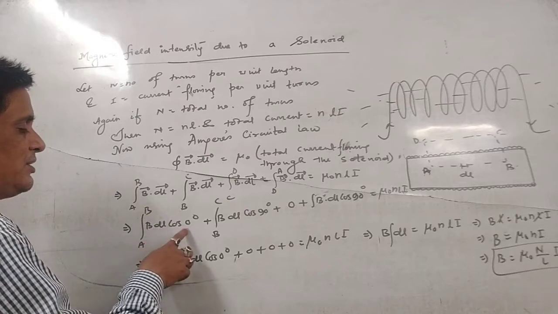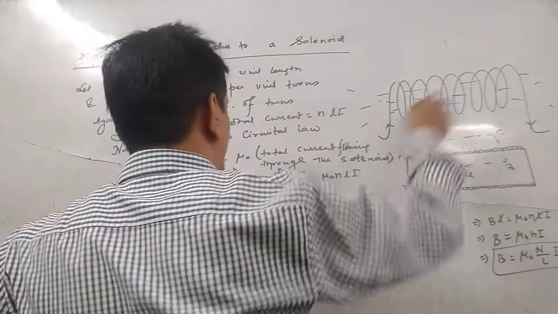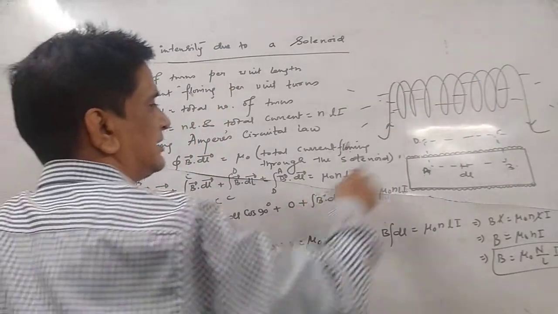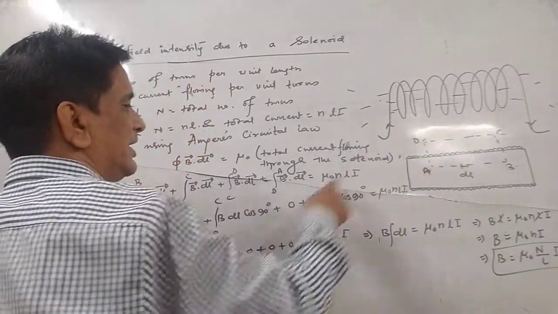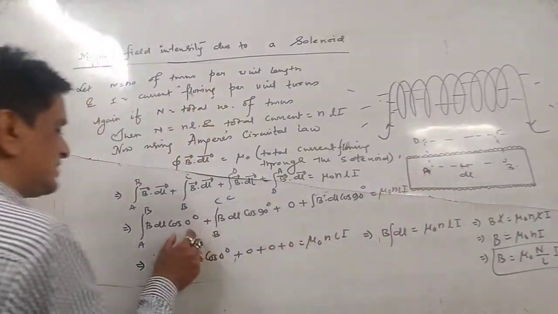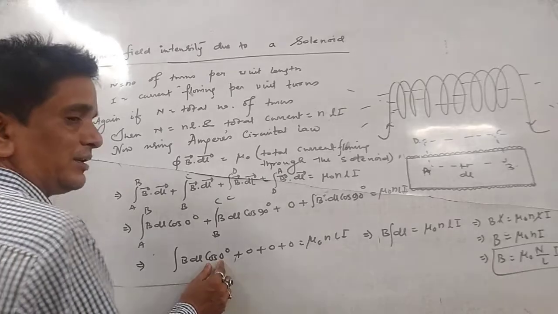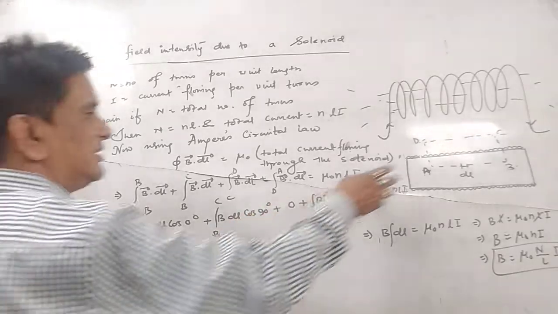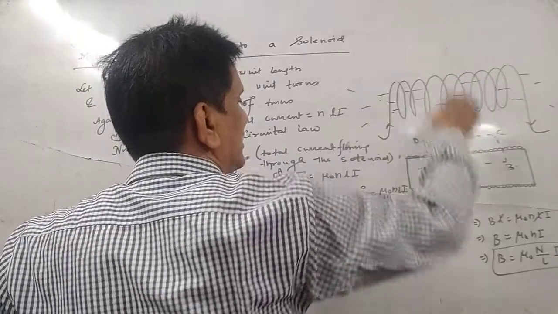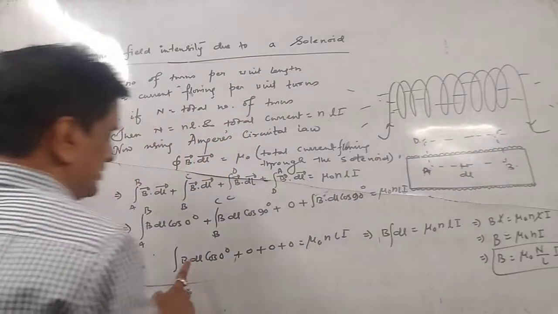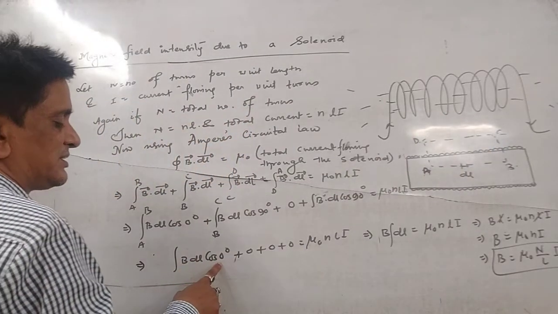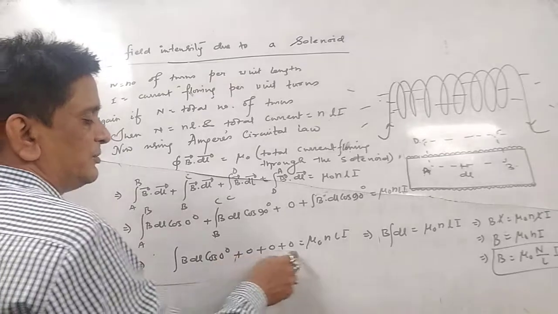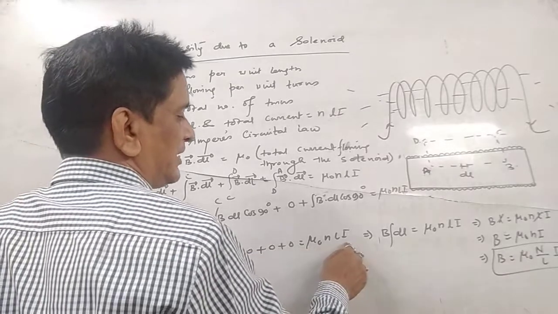So B dl cos 0 degree. Here it will be perpendicular, so B dl cos 90 degree. Here outside it is 0. Here it will again be 90 degree. So cos 90 degree is 0, but cos 0 degree is 1. So we come to say that outside it is 0 because 90 degree is very far away. Near the conductor it is 0. So we can say that B dl cos 0 degree will be alive and others will be 0. So it will be equal to mu naught n I.